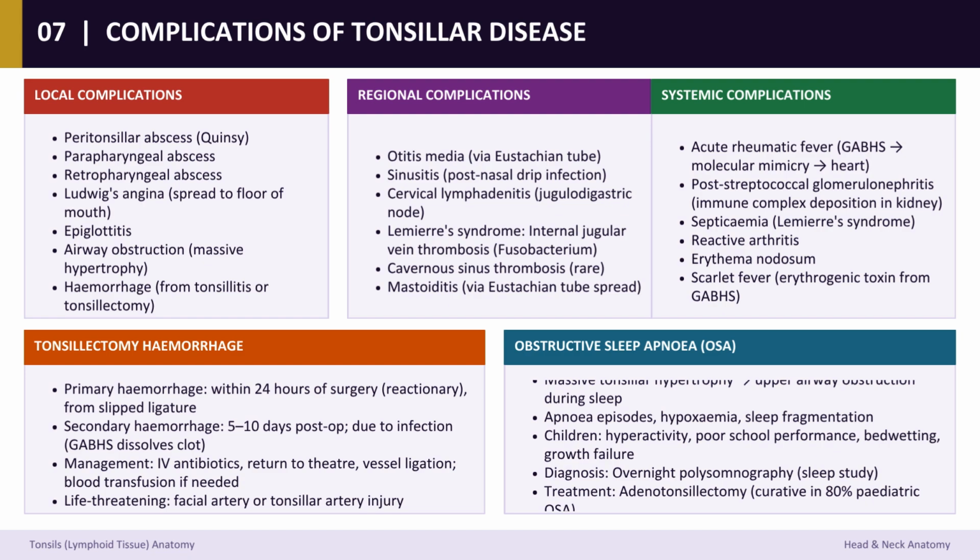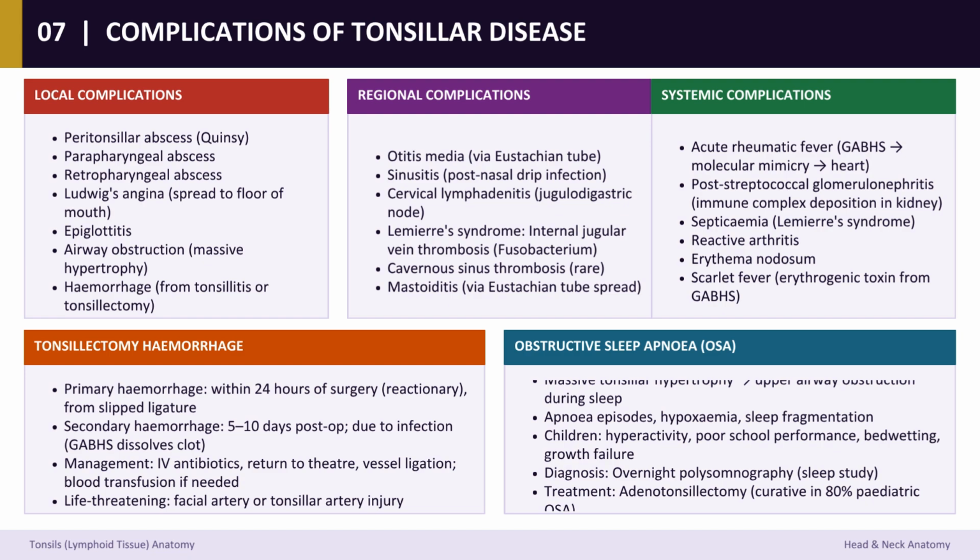Systemic complications: acute rheumatic fever caused by group A beta hemolytic streptococci, involving molecular mimicry, mainly the heart. Post-streptococcal glomerulonephritis, immune complex in kidney. Septicemia, Lemierre syndrome, when internal jugular vein thrombosis occurs. Reactive arthritis, erythema nodosum, scarlet fever, the same from the erythrogenic toxins of group A beta hemolytic streptococci.